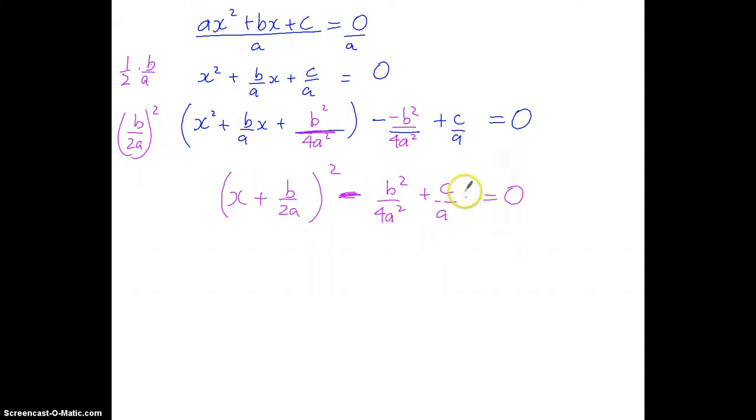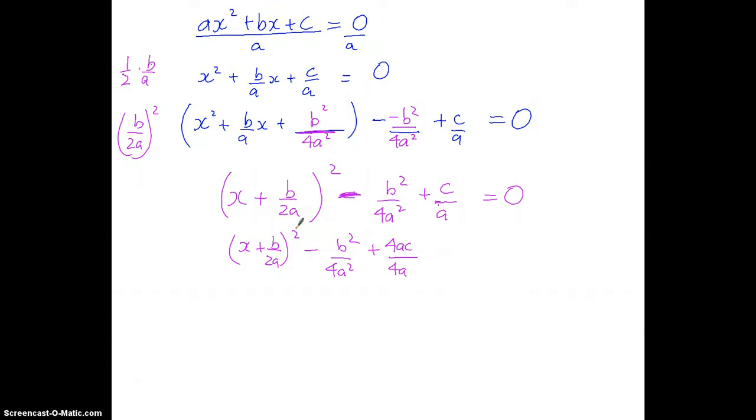Let's go and neaten this part up first. That was the next part, doing exactly the same as we did with numbers. So let's go over here. I've got my highest common factor of 4a squared. So I've got x plus b over 2a squared minus b squared over 4a squared. Now think about this. What do I have to multiply a by to make 4a squared? I've got to multiply it by 4a, don't I? So I've got 4a squared on the bottom, and I've got to multiply the top by 4a. So 4a times c is 4ac.